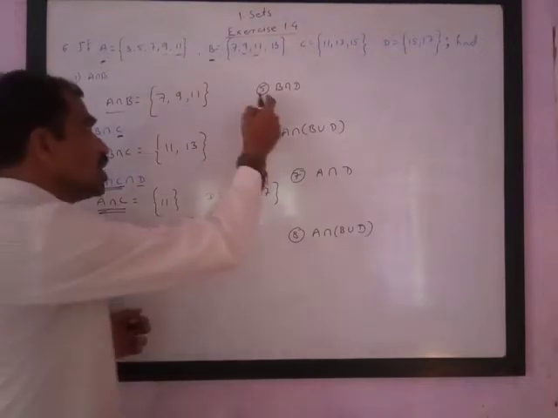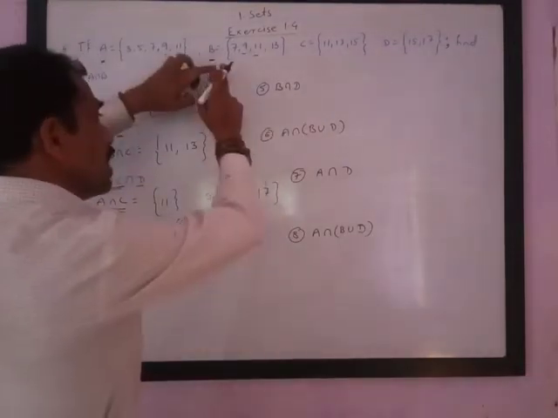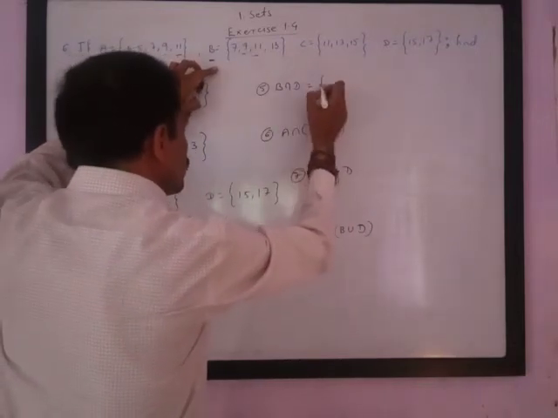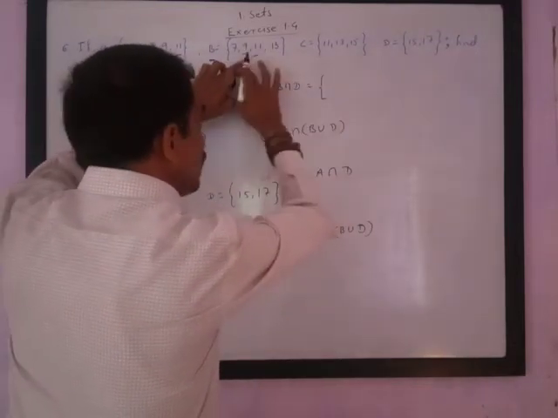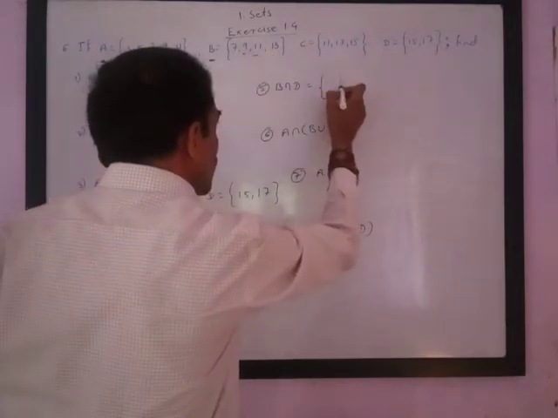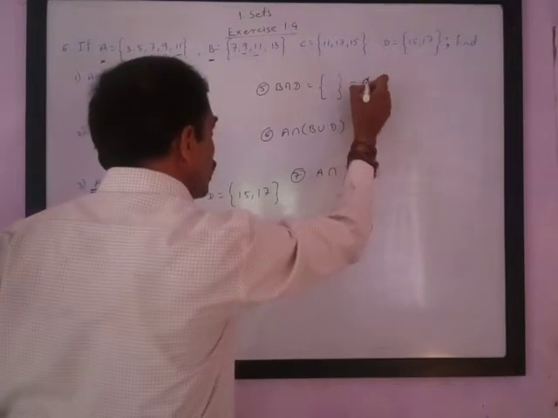In that, the fifth question is B intersection D, meaning the common elements of set B and D. So this is equal to the set of: 7 not common, 9 not common, 11 not common, 13 not common. So it is a null set. So B intersection D is also equal to the null set.